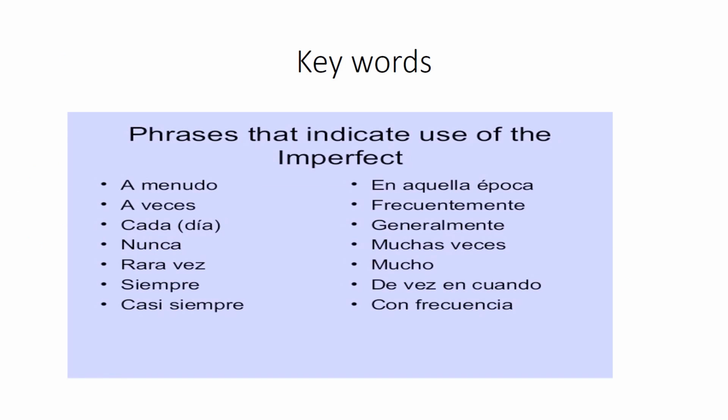These are keywords that will help you to know when to use the imperfect tense. These phrases indicate use of the imperfect. Every time you see these phrases or keywords in a sentence, you must know that you have to use the imperfect tense. A menudo, a veces, cada día, nunca, rara vez, siempre, casi siempre, en aquella época, frecuentemente, generalmente, muchas veces, mucho, de vez en cuando, con frecuencia.